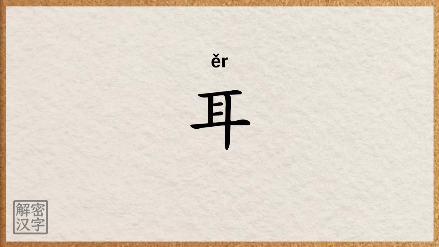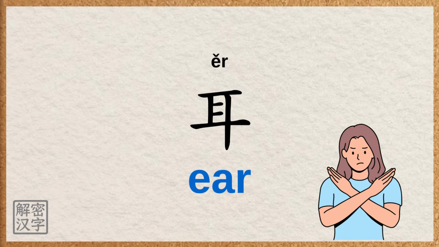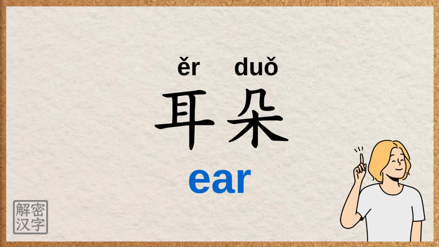Even though 耳 means ear, modern Chinese doesn't really use this character by itself in everyday conversation. Instead, we say "耳朵" when we're talking about our ears.